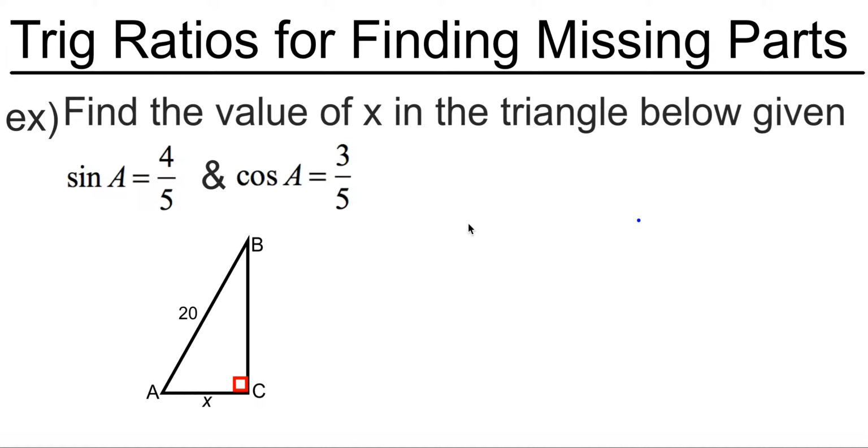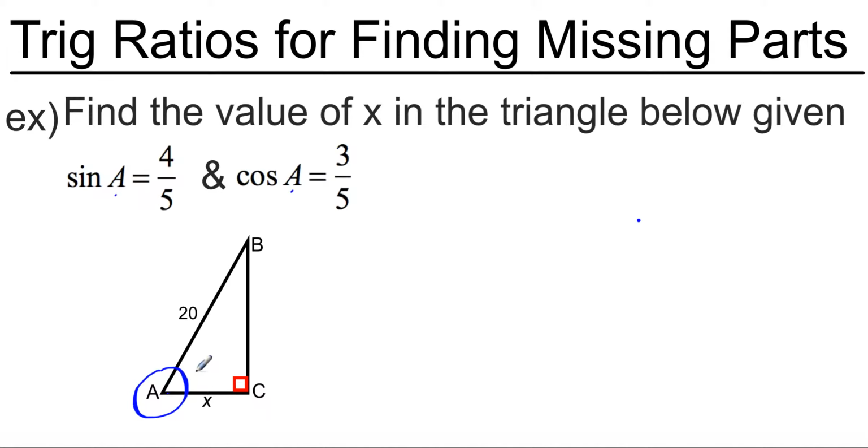So our first example says, let's find the value of x in the triangle below given the sine of angle A is equal to 4 over 5 and the cosine of angle A is equal to 3 over 5. Then if you look down here at our triangle ABC, we have this leg AC labeled as x and the hypotenuse is labeled 20. And both of our trig ratios are referring to angle A. So I'm just going to circle angle A because that's the one we're looking at in reference to.